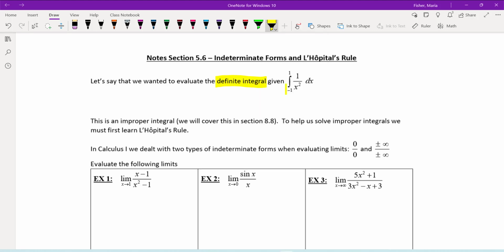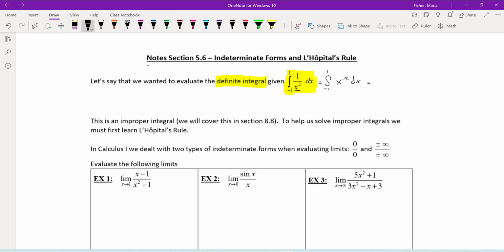the integral from -1 to 1 of 1 over x squared, because we want to know why we're learning L'Hopital's rule. So let's say I wanted to evaluate this definite integral. Well, you might say, this is easy. I know that this is a basic form, so I could rewrite it with a negative exponent, and I'd have the definite integral from -1 to 1 of x to the -2nd dx.